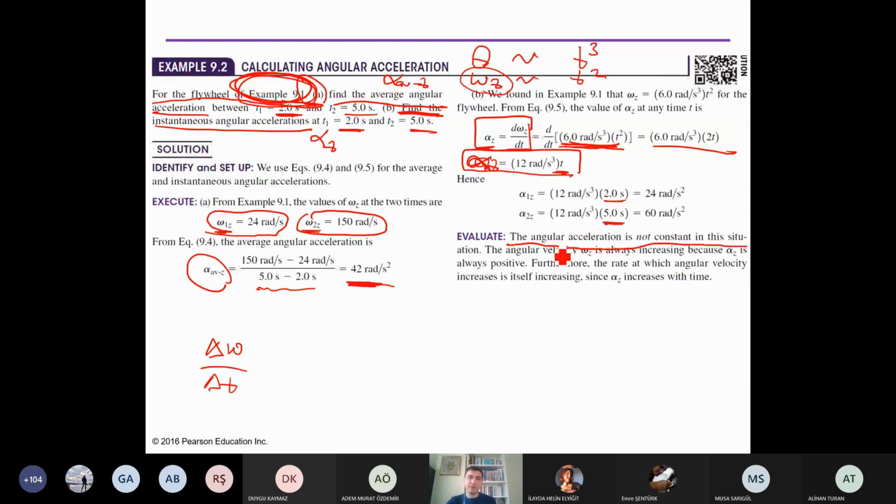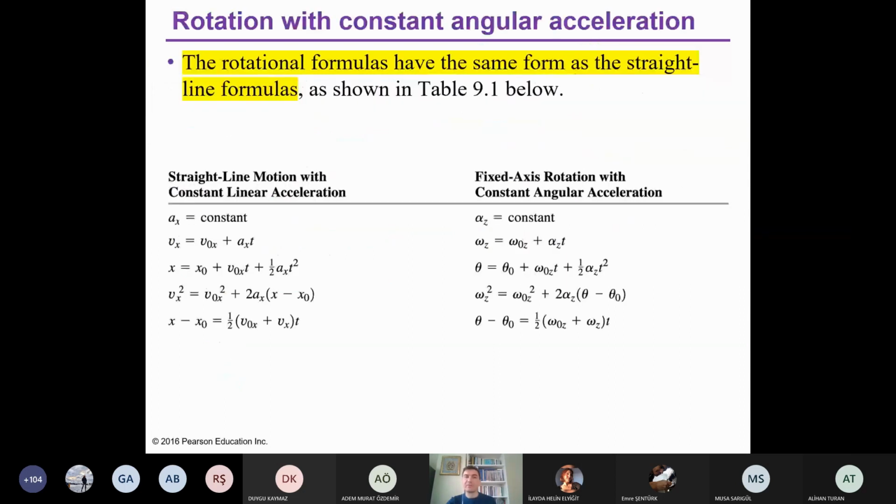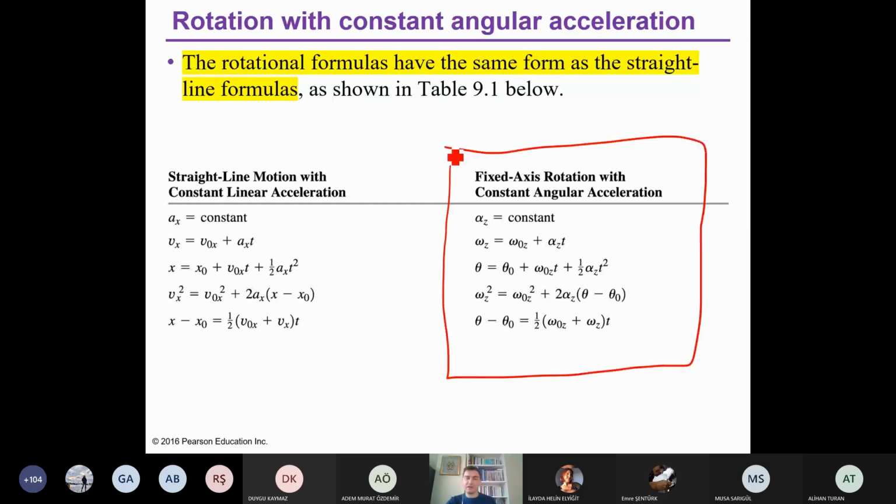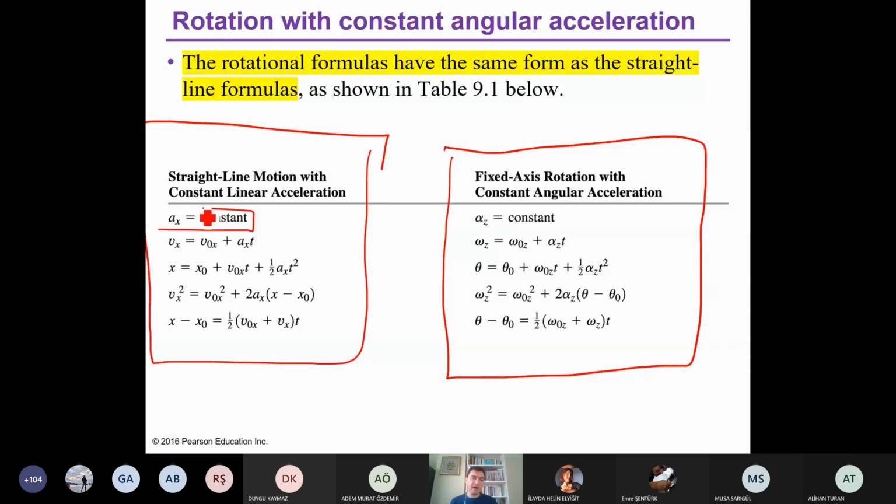But sometimes angular acceleration is constant. In the case of constant angular acceleration during rotation, you can use the formulas shown here. Look at the equations on the left side. We have already described these equations in chapters 2 and 3. When the linear acceleration is constant, we have these 4 equations. You already know them. Here we have velocity, here we have acceleration, and here we have displacement.